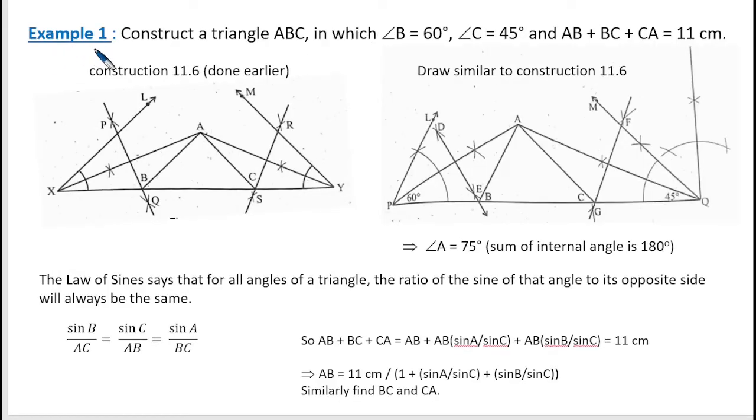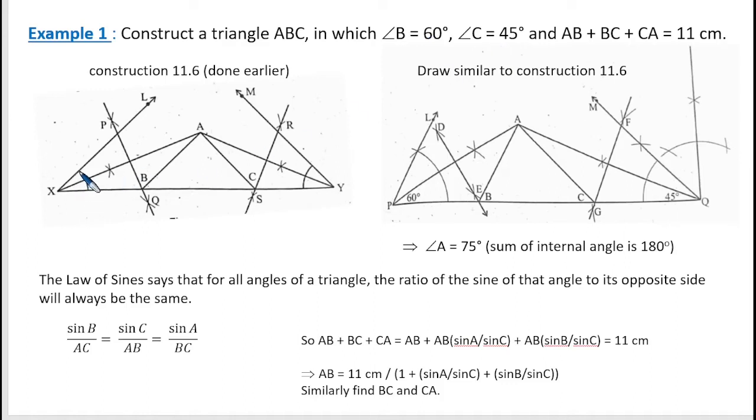Now we will take one example which is given in your book. This is similar to the construction which we did, just the last construction. It says to construct a triangle ABC in which angle B is equal to 60 degrees, angle C is 45 degrees, and AB plus BC plus CA, the perimeter of the triangle, is 11 centimeters. So now values have been given.